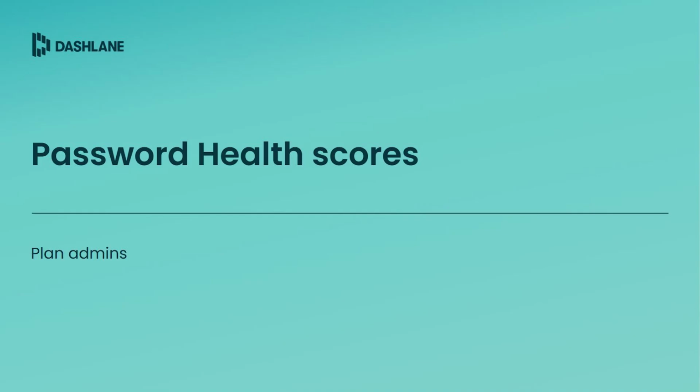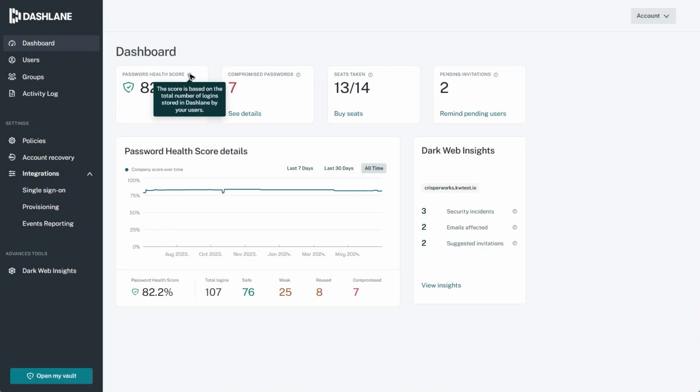Now let's have a look at the password health score. As an admin of a business plan, you can review your organization's security on the admin console. You can also check the overall score of your company. So let's have a look at how you can monitor this. From the dashboard tab, you have the overall score of your company based on the last 7 days, 30 days, or all time. So here's an explanation of what the score means, how many compromised passwords your company has, and you can also see the password health score details over time.